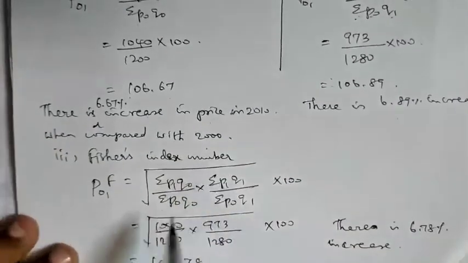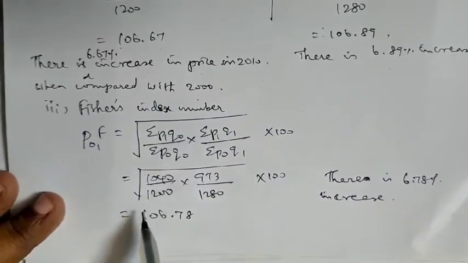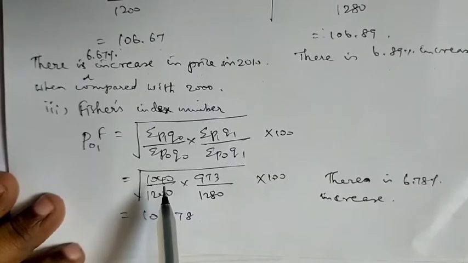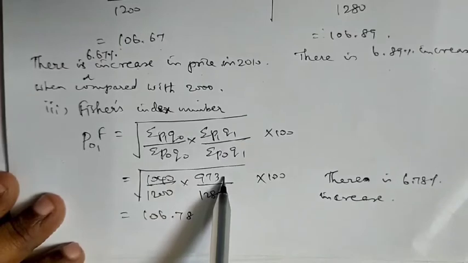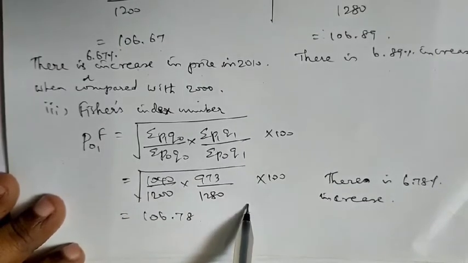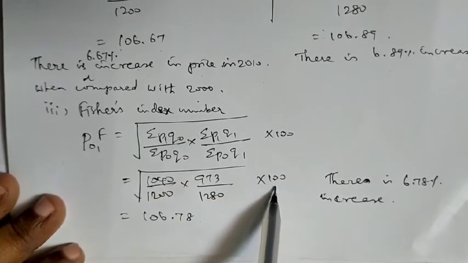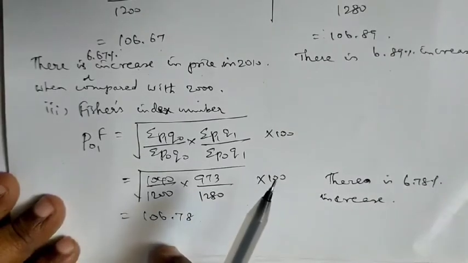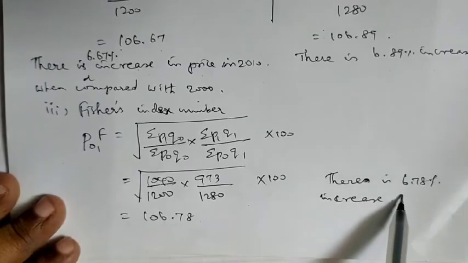And Fisher's index, the formula we have written and we have substituted the values also, and we are getting the answer as 106.78 by using Calci. I told you how to use the Calci here: 1040 into 973 divided by 1200, again divided by 1280. Okay, the final answer after taking the root should be multiplied with 100. At a single stretch; individual answers you need not write. Okay, so you get the answer like this. If you subtract 100 from this, the answer is 6.78.